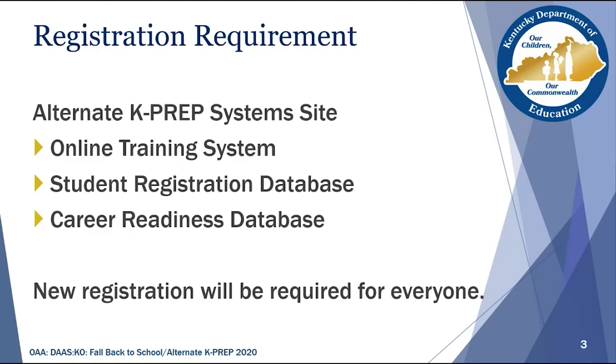Another area that will be new this fall is that a new registration to the online system will be required for all DACs, DOEs, district alternate assessment contacts, and teachers who will work with the Kentucky Alternate Assessment this year. This site houses the online training system, or OTS, the student registration database, or SRD, which houses scores for Attainment Tasks, Transition Attainment Records, and the Quality of School Climate and Safety Survey. It also will provide access to the Career Readiness Database, or CRD, which houses information for the Employability Skills Attainment Record, or ESAR, and the Career Work Experience Certification, or CWEC.